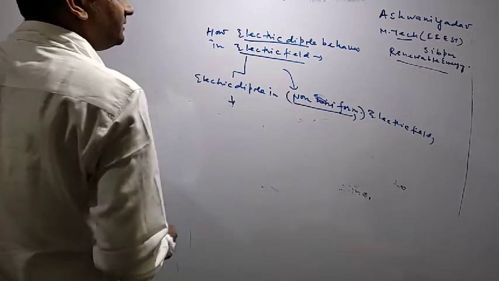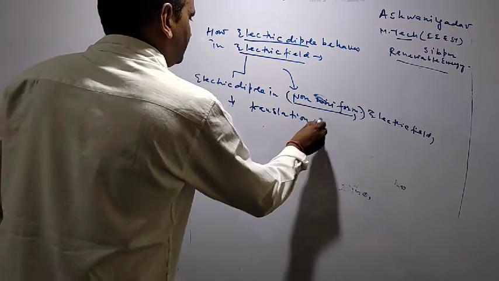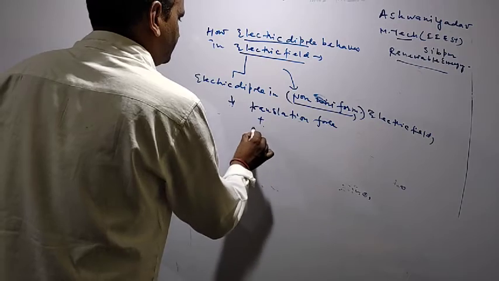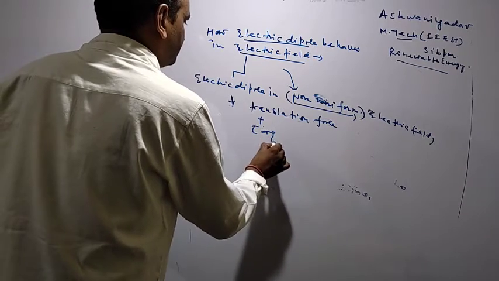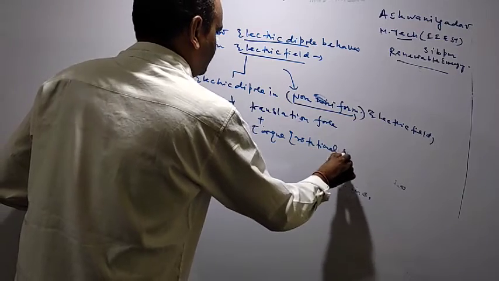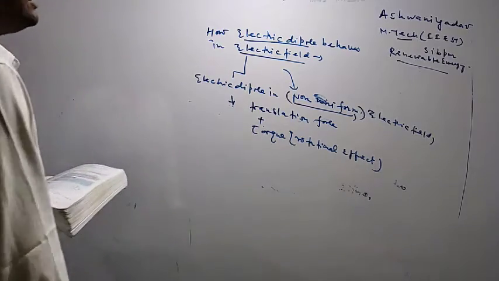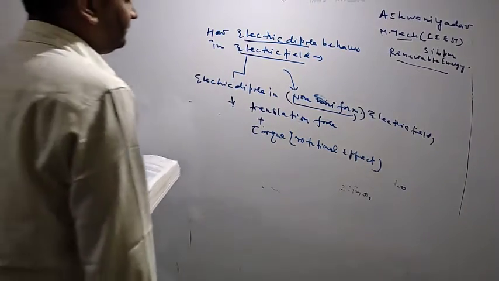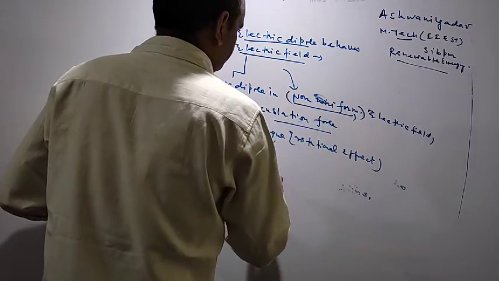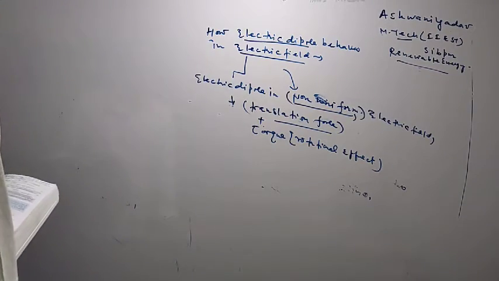Then of course it will feel translational force and torque, rotational force, rotational effect. Okay, so two kinds of force will act on the dipole when it is placed in non-uniform electric field. We will calculate this force. Okay, we will see the amount of translational force.